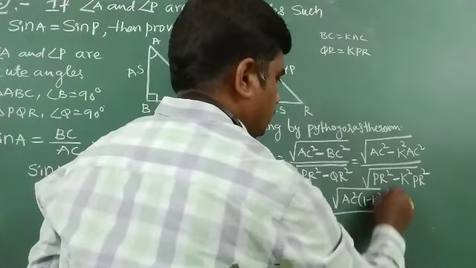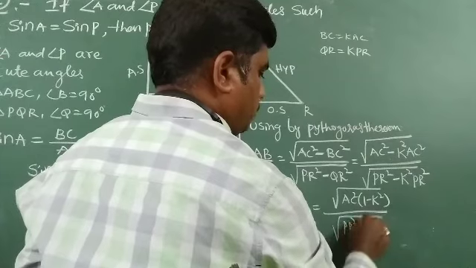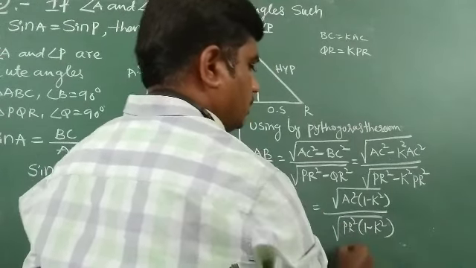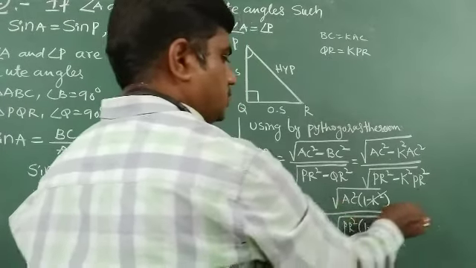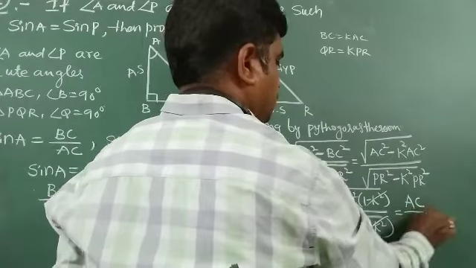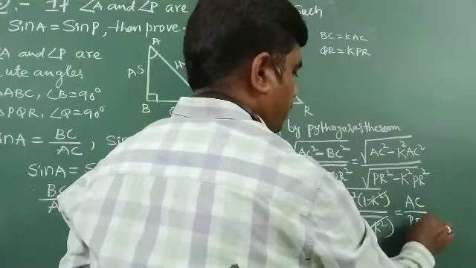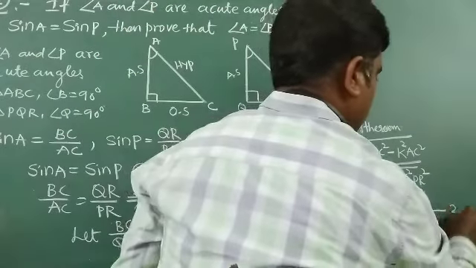Next, in this what is common? PR square is common. If you take PR square common, so 1 minus K square is left. So under root of AC square value is AC, and PR square root value is PR. See, this is equation number 1, this is equation number 2.